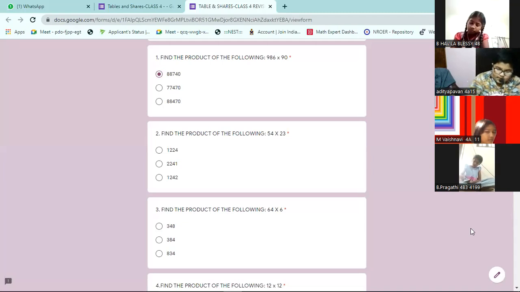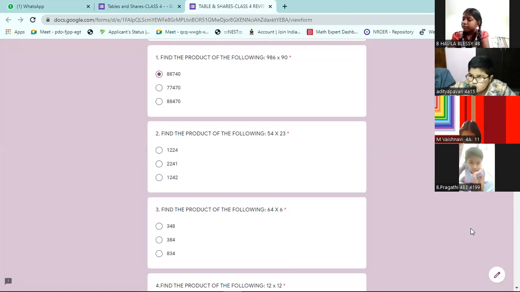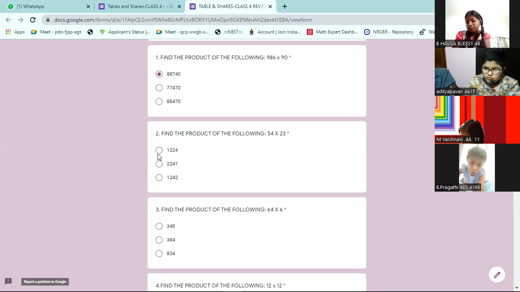54 into 23. 2-digit versus 2-digit. We take 3 first. 3 4s are 12. 1. 3 5s are 15. That is 16. Then you have to leave the unit place when you are going for the second number. 2 4s are 8. 2 5s are 10. 2, 14, 2. 1242 is the answer. Is it there? Yes, sir. 1242 is there.